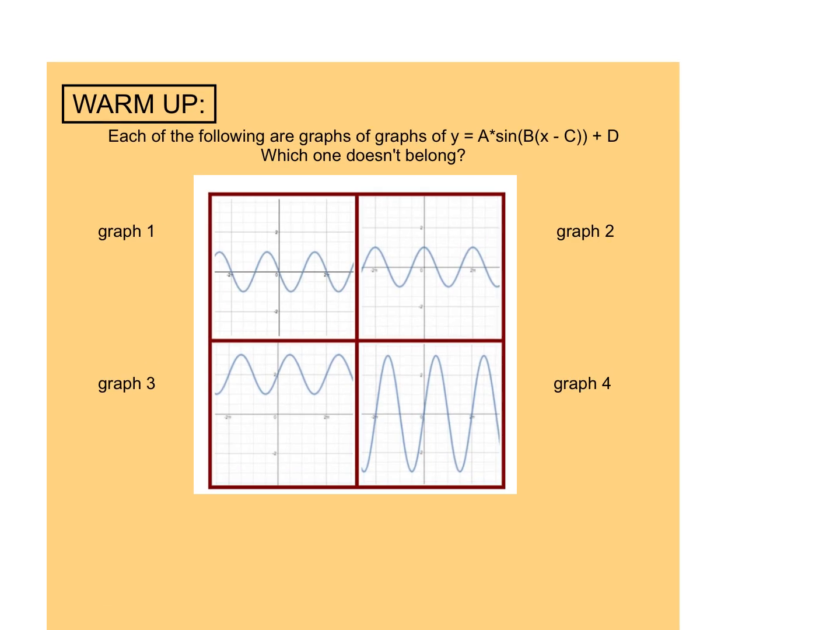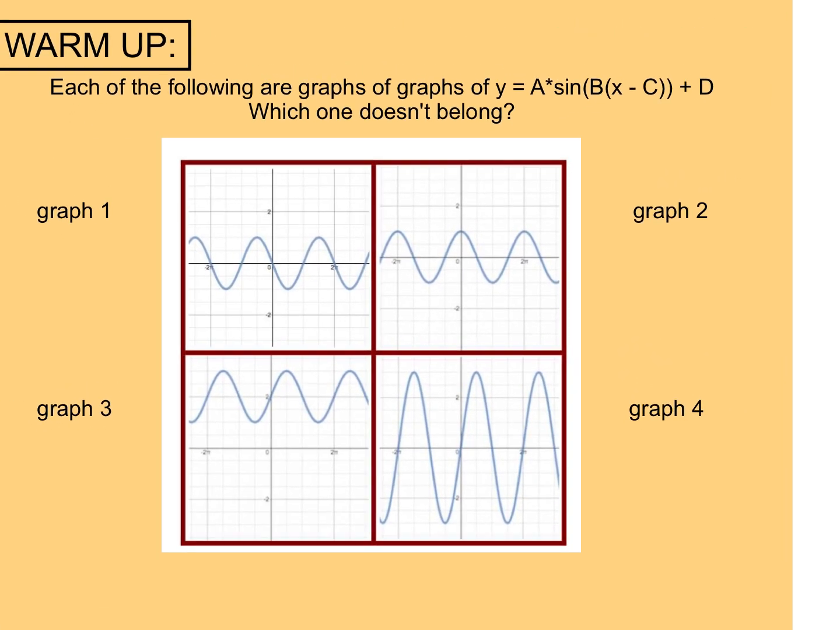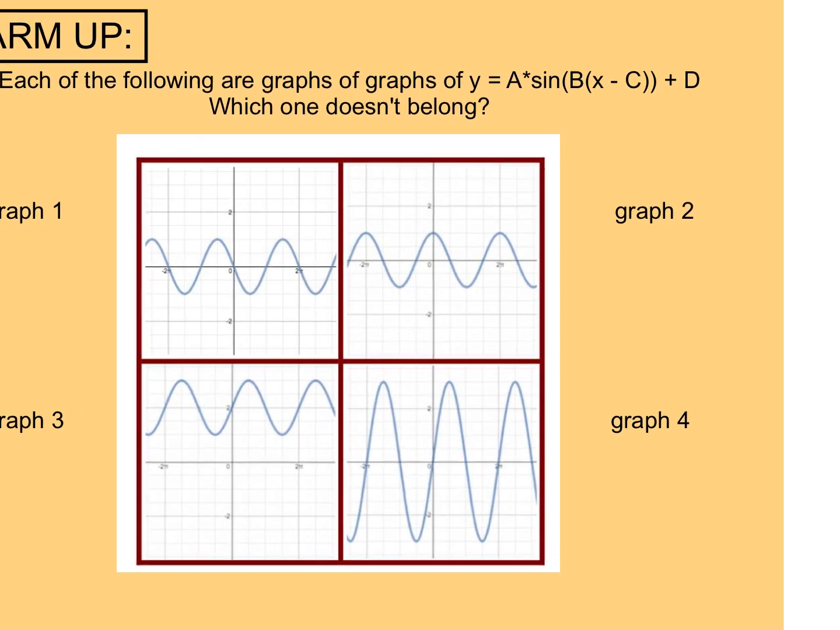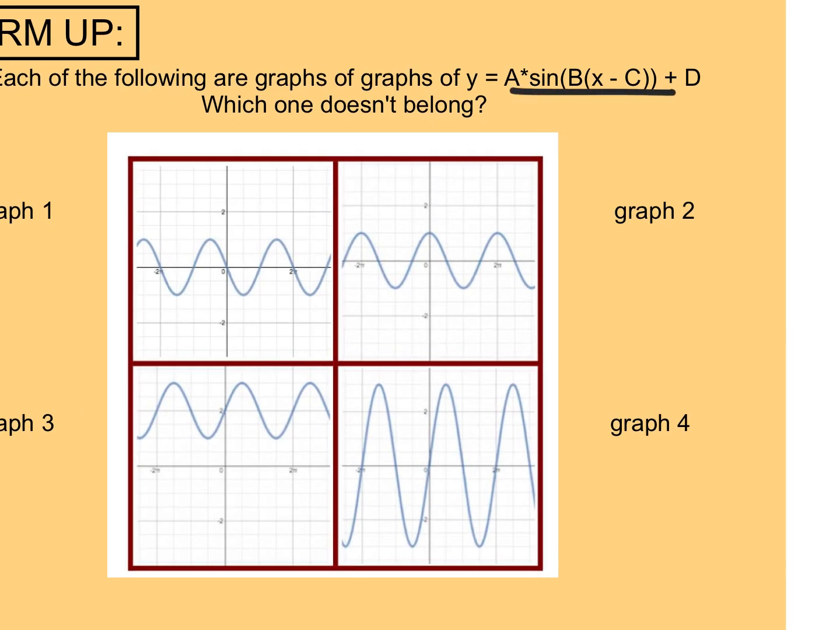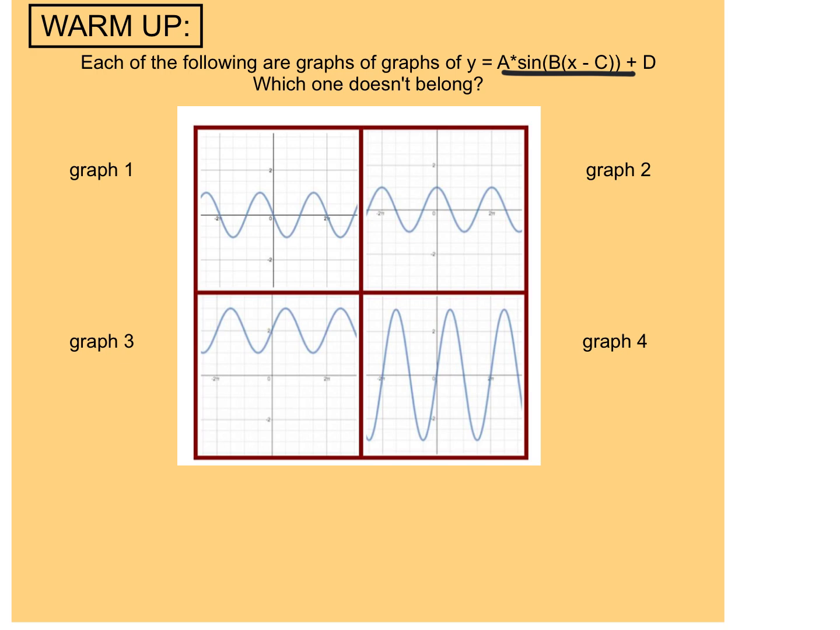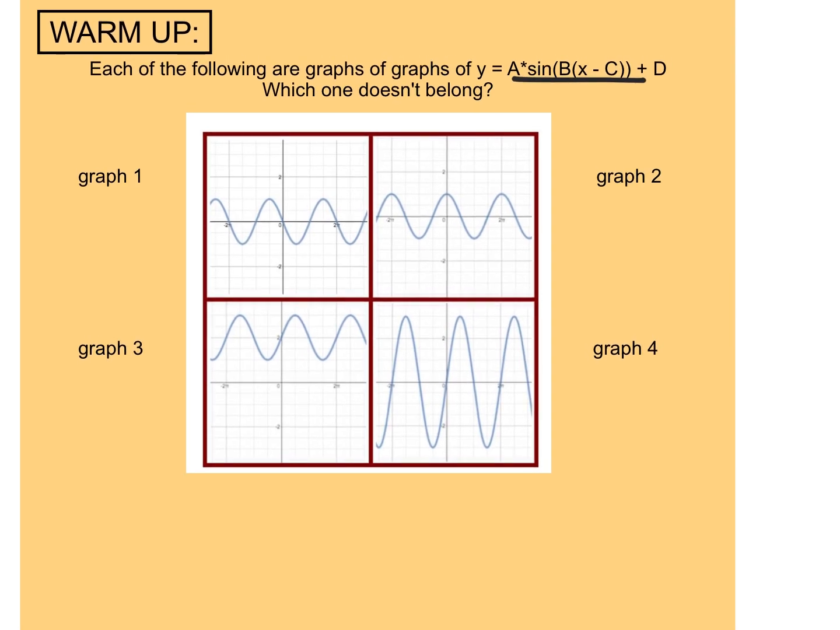Everybody find this page in the notes. And sine here has been shifted. All of these can be sine. One of them looks like it's cosine. Graph 2 looks like it's cosine, but it can be sine, just shifted. So try to write me the equation for each of these. They're all sine, but something's happened to sine on all of them. None of them are just normal sine.